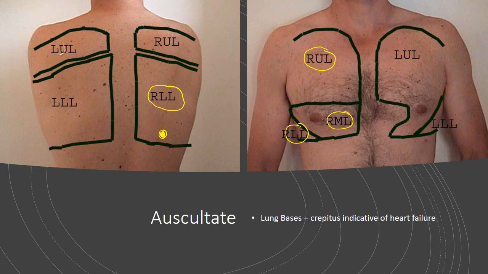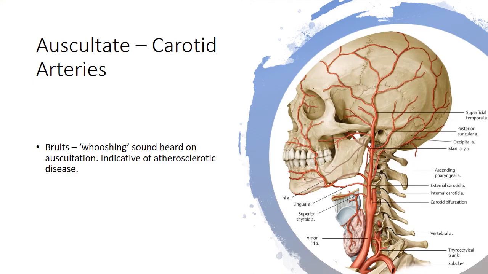And it's the same with our left lung as well. I mean, there's only two lobes here, the left upper lobe and left lower lobe. And again, that's going to be accessible posteriorly. So we auscultate for any potential crepitations in the left and right lower lobes.